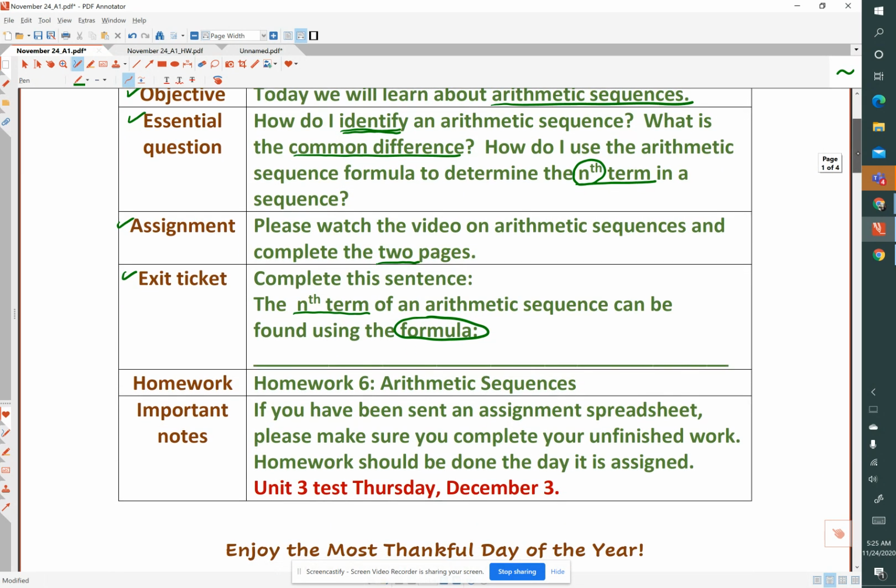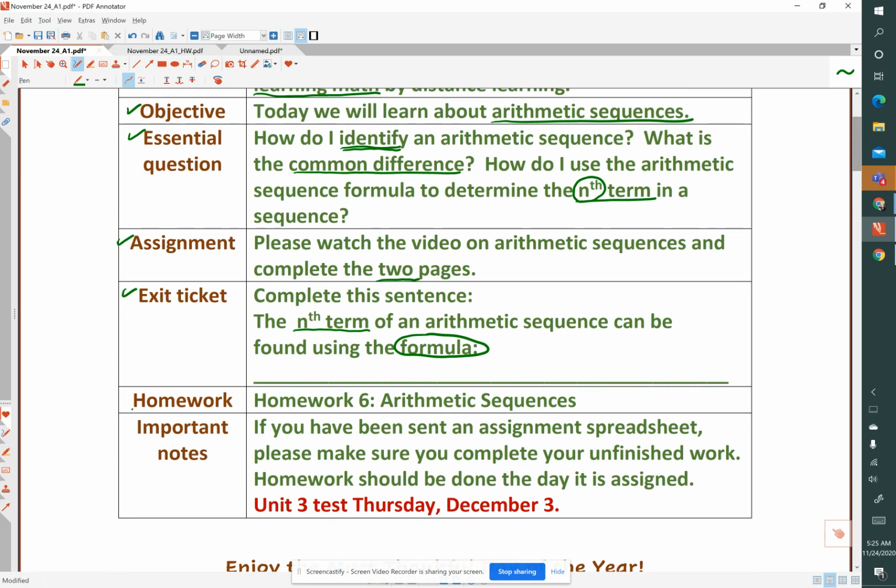Our homework tonight will be homework 6, arithmetic sequences. And just remember, if you have been sent an assignment spreadsheet, let's use our Thanksgiving holiday to get caught up. Make sure you complete your unfinished work. I don't collect all the homework right away, although I do put a correction sheet on Teams, but you should do it the day it's assigned, okay? And as I've been saying for the last few days, on Thursday, December 3rd, we will have a test.